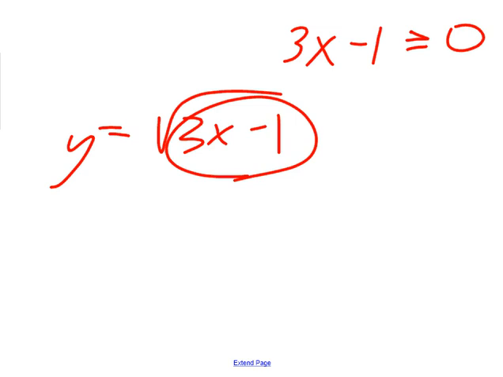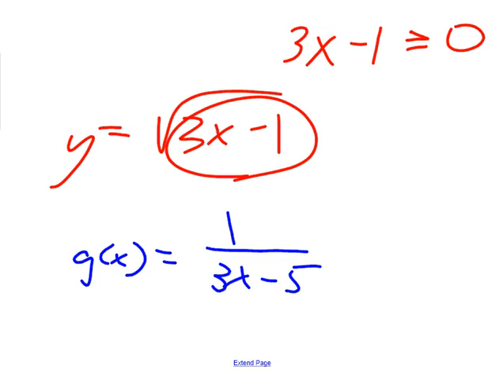What if it's this totally different question? I'll make it blue. G of x is 1 over 3x minus 5. Do I want to set the bottom greater than or equal to 0? No. I want to say the bottom cannot be 0. So I'd go 3x minus 5 can't be 0. And solve that.